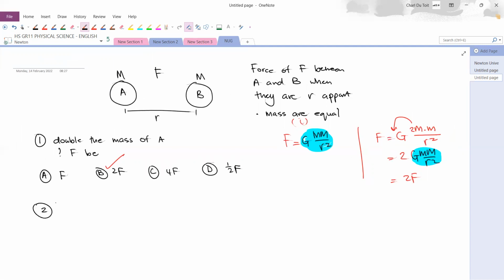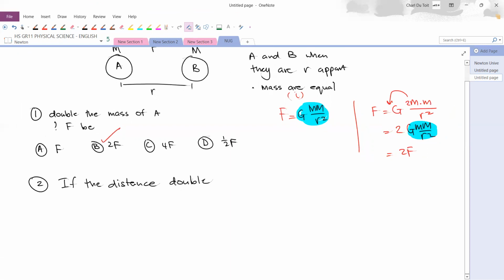So in number 2, I'm going to ask you if the distance doubles. In other words, I take them and I put them double the distance apart. I move them double R apart, or 2R away from one another. What would the force then be? Will it be A, F, B, 2F, C, half F, or D, quarter F?